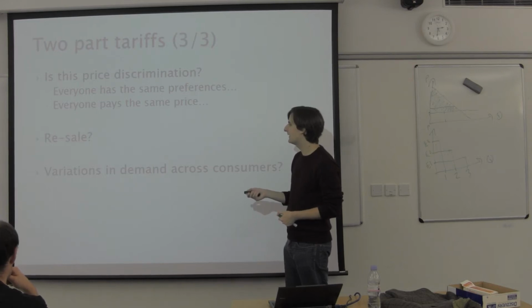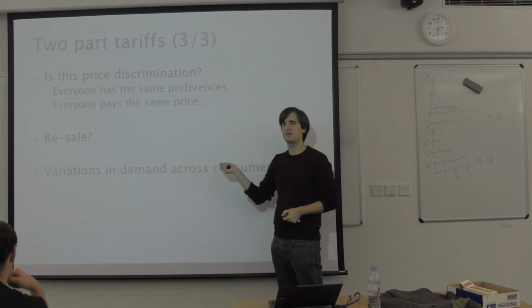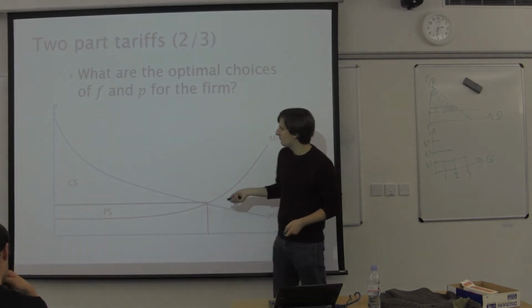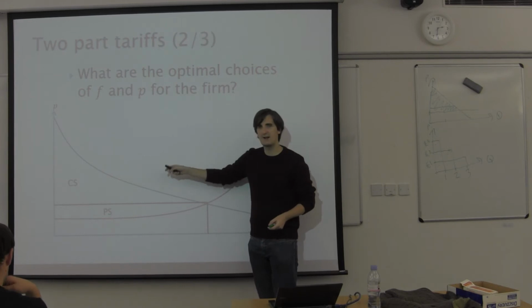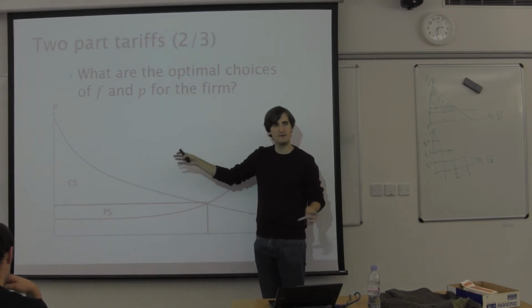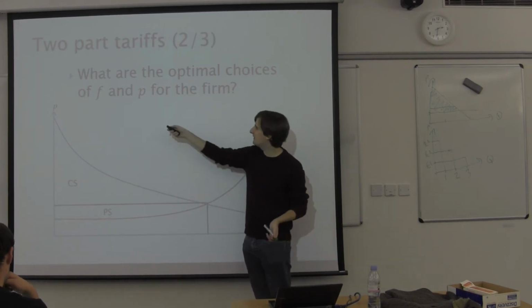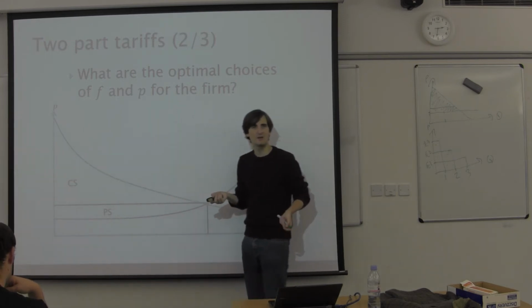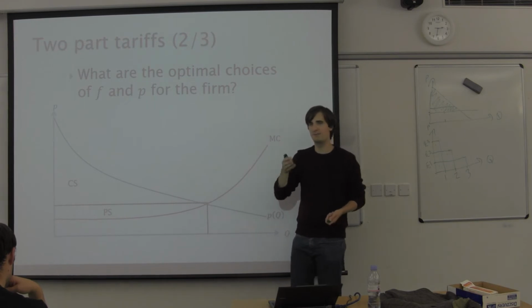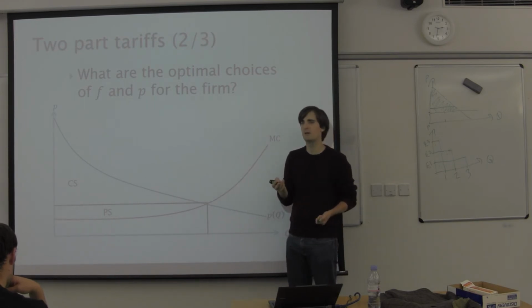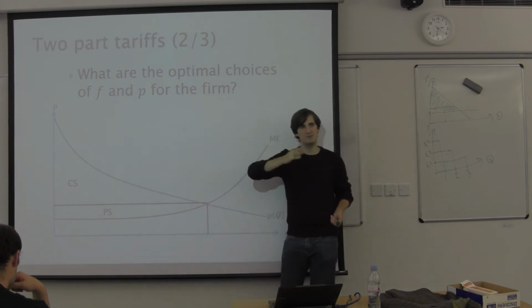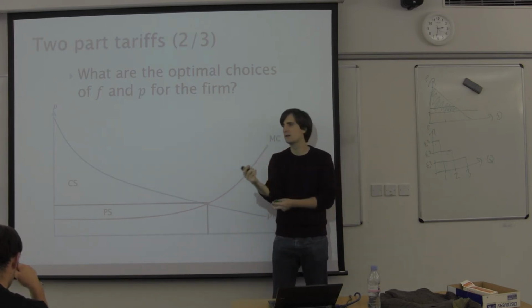And of course, in reality, there are going to be some variations in demand across consumers. Imagine that some consumers just had slightly lower consumer surplus than other consumers. Then if you tried to set this fixed fee, which was equal to average consumer surplus or something, half of those consumers would not want to buy the good anymore. So it's very hard to do this if there's any variation in the demand curve across consumers.